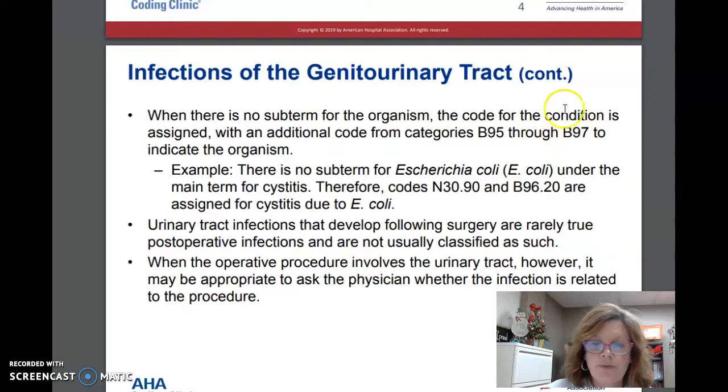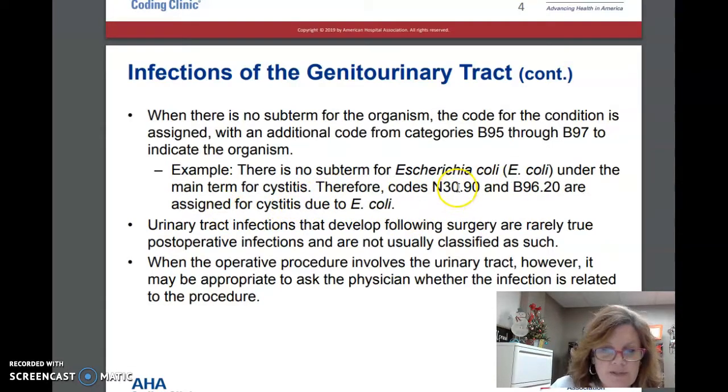We're also going to make sure that you code the infection, the organism. So again, there's no subterm for E. coli under the main term cystitis. Therefore, codes 930.90 and B96.20 are assigned for cystitis due to E. coli. So your urinary tract infections, keep in mind those are like your N codes.